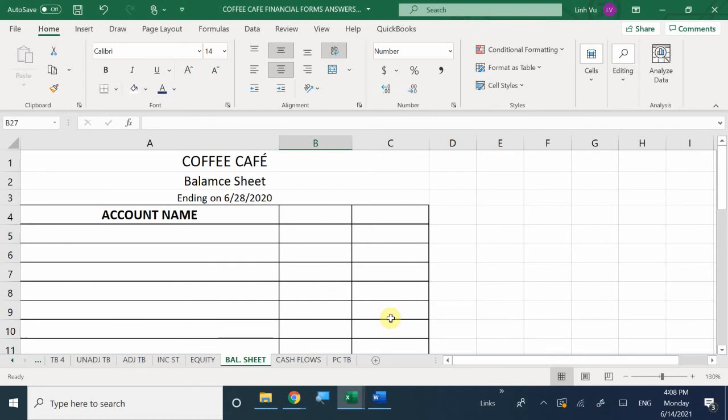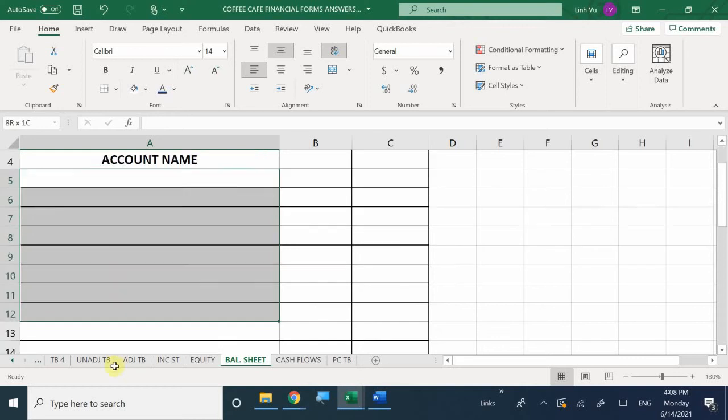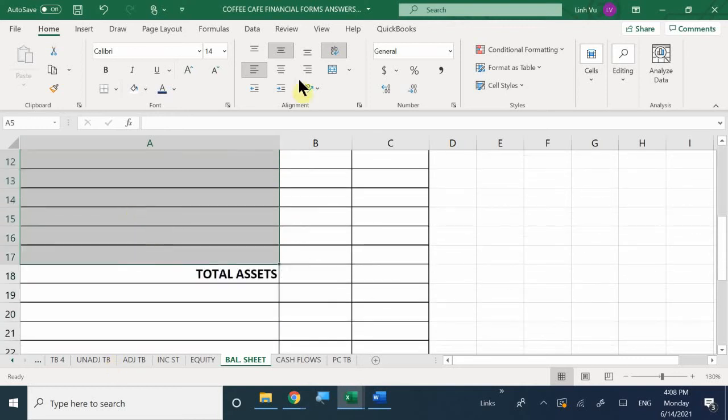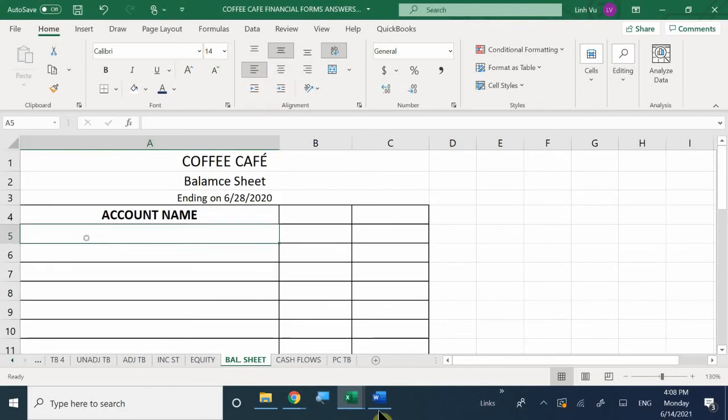So the first thing we're going to do is basically list out all of our assets. In this case, what was the very first asset that I have?